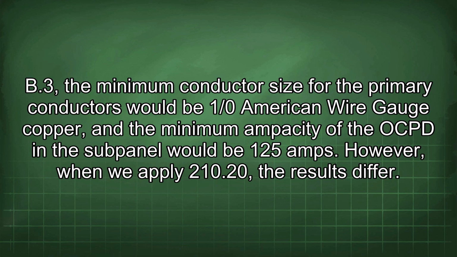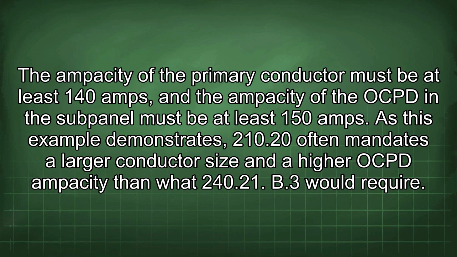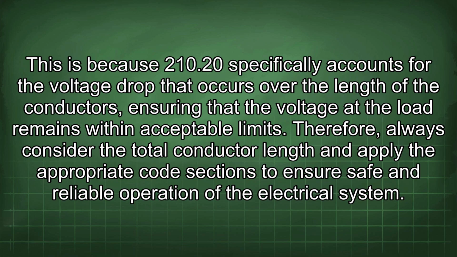However, when we apply 210.20, the results differ. The ampacity of the primary conductor must be at least 140 amps, and the ampacity of the OCPD in the subpanel must be at least 150 amps. As this example demonstrates, 210.20 often mandates a larger conductor size and a higher OCPD ampacity than what 240.21(B)(3) would require. This is because 210.20 specifically accounts for the voltage drop that occurs over the length of the conductors, ensuring that the voltage at the load remains within acceptable limits.